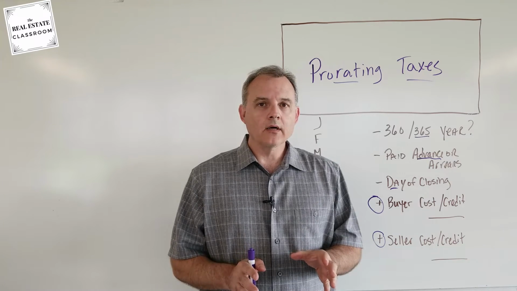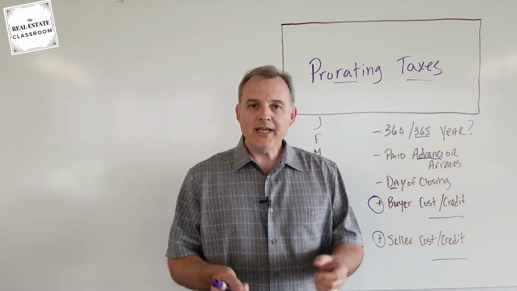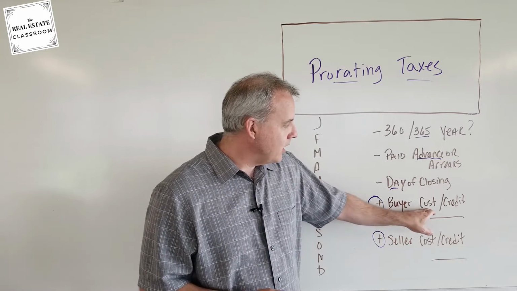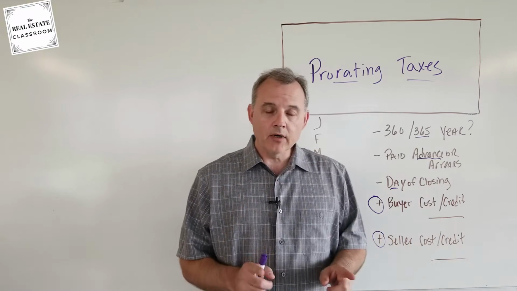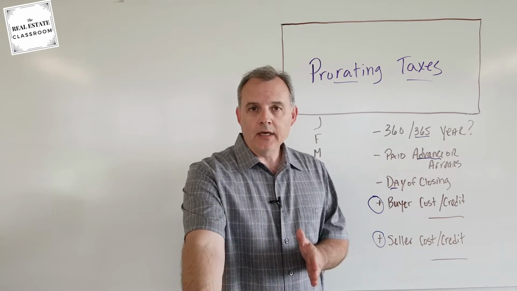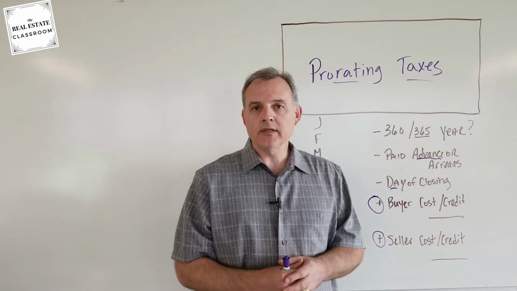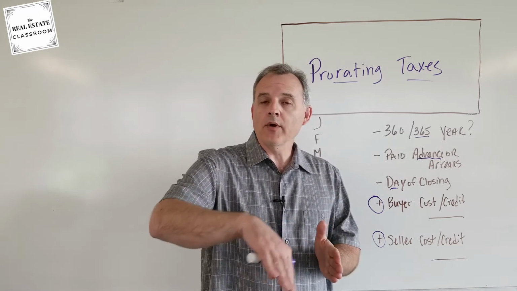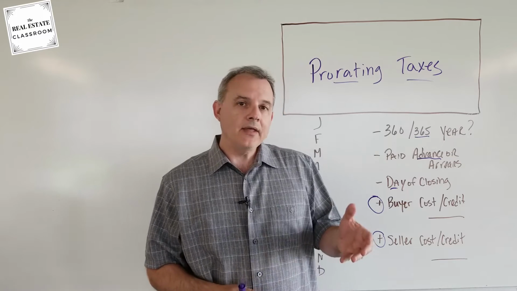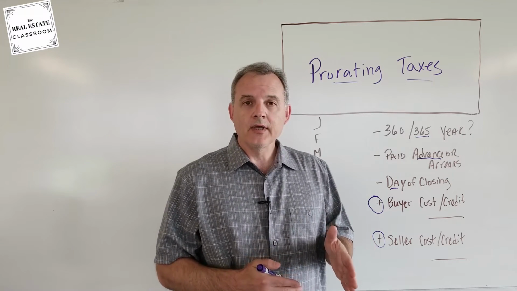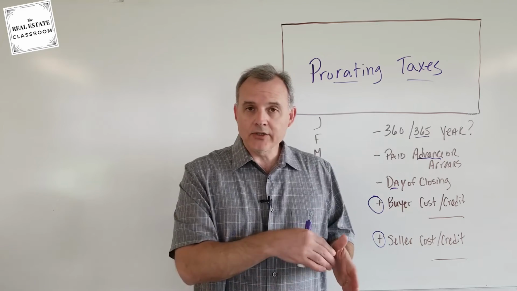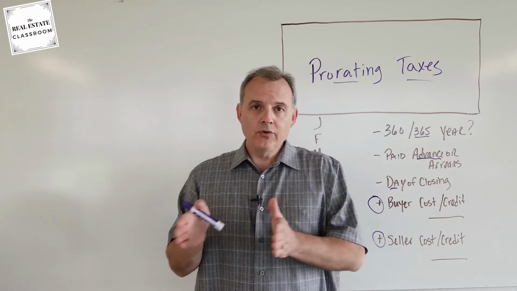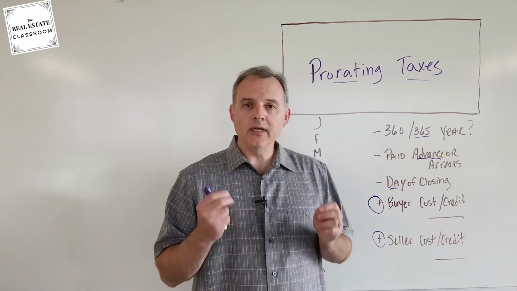So here's what we know so far. I can already tell by the information that was given to me in the problem that the buyer is going to have a cost and the seller is going to get a credit. Because remember, the seller prepaid the taxes through the end of the year, and closing is September 17th. So the seller is going to be responsible for the taxes through September 17th, and then the buyer is going to be responsible for the taxes from the 18th through the end of the year. So there's going to have to be a reimbursement by the buyer to the seller, which means that is a buyer cost and a seller credit.